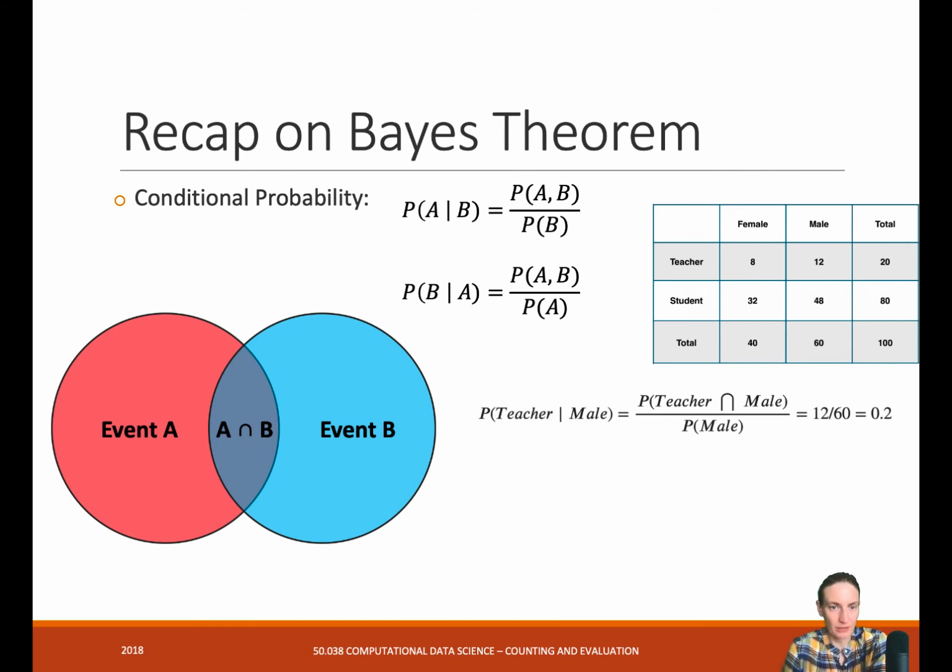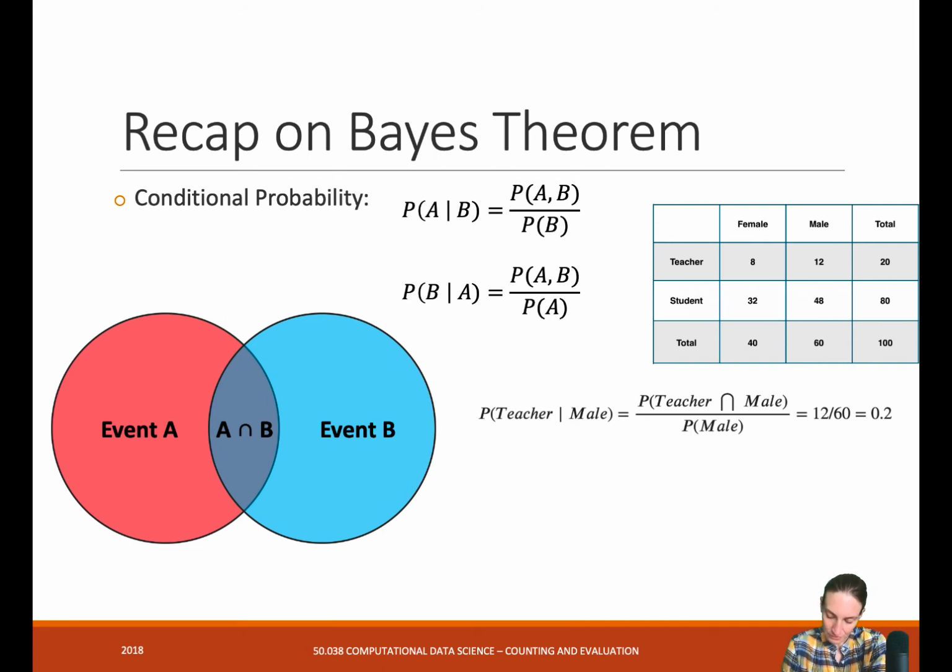Now let's have a look at an example, because formulas and examples can sometimes be hard to relate. In this table we have data for teacher and student, together with their gender. We see basically Bayes is all about counting, right? Counting instances. In this case, they've counted how many teachers are female, how many teachers are male.